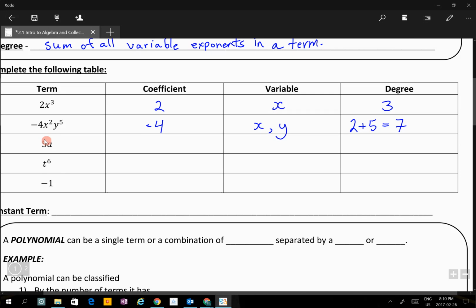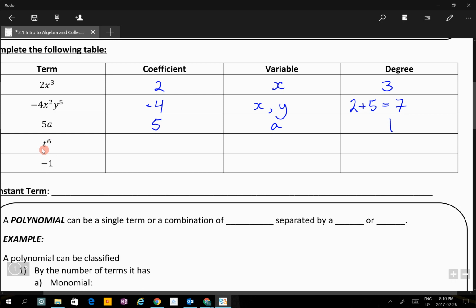Next one. Your variables don't have to be x and y. They could be different letters. So a is a variable here. The coefficient in front of that a is 5. And the degree, well, the invisible exponent is 1, so my degree is 1.